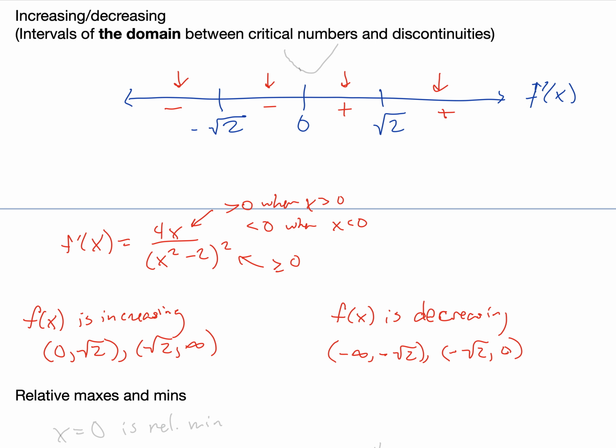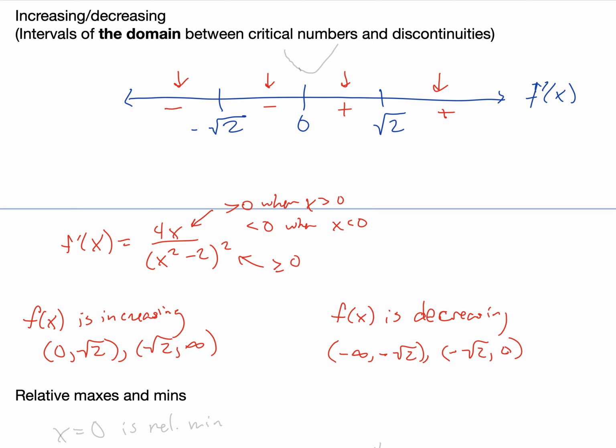Note that at the critical numbers and discontinuities, the function is neither increasing nor decreasing. At these particular discontinuities, the function is not defined at negative square root of 2 and positive square root of 2, so it can't be increasing or decreasing. And at x equals 0, the derivative is 0, so it is neither increasing nor decreasing at that moment either.